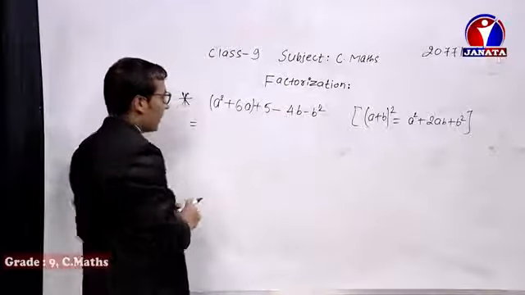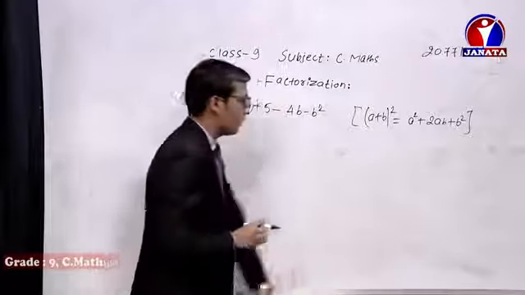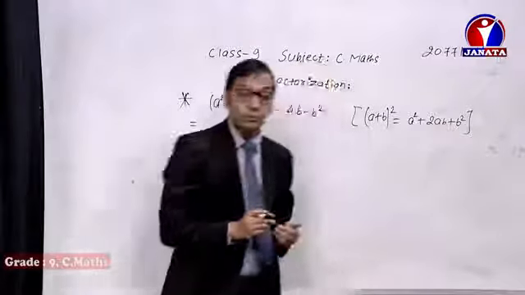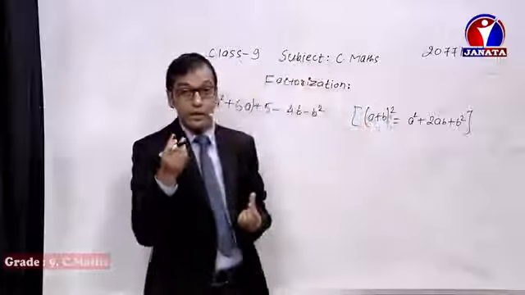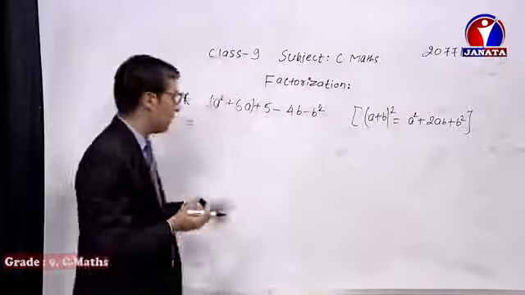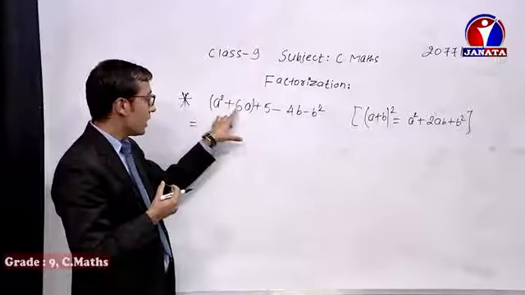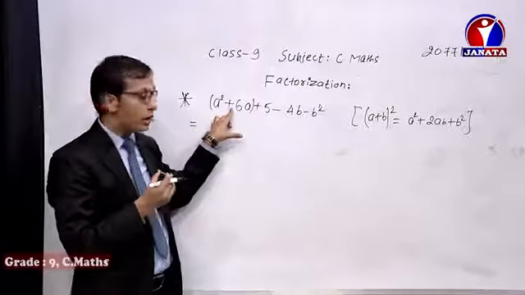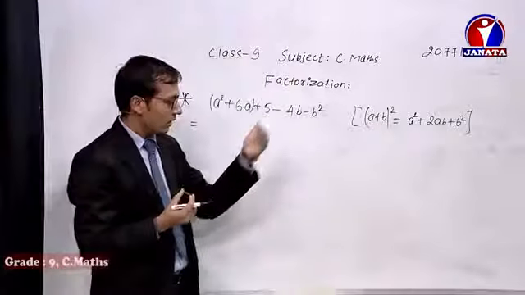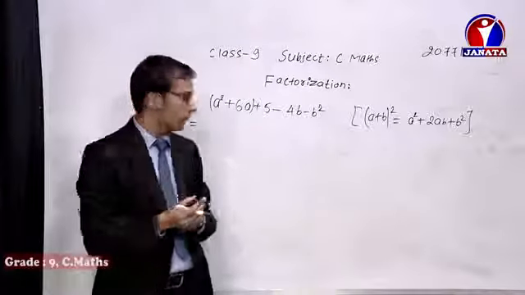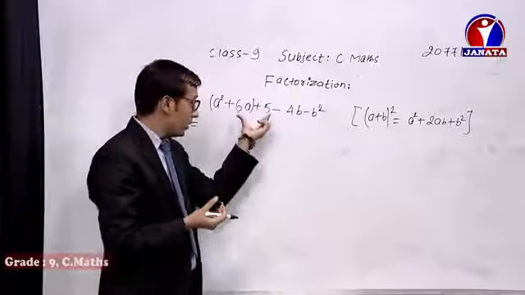Now let's just tally the first 2 terms with this expanded form. There are 3 terms in a plus b whole square. Why am I using a plus b whole square? The reason is, just look at the bracket. What is the sign of the second term? 6a is positive. So we are using this expanded form, a plus b whole square, a square plus 2ab plus b square. So I will go slowly with this question.